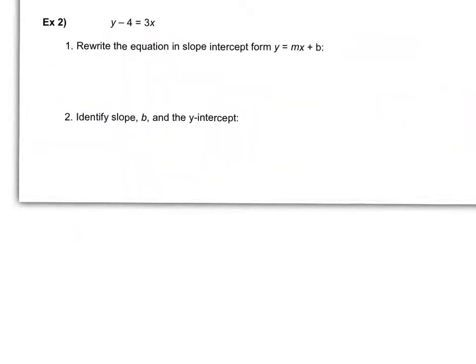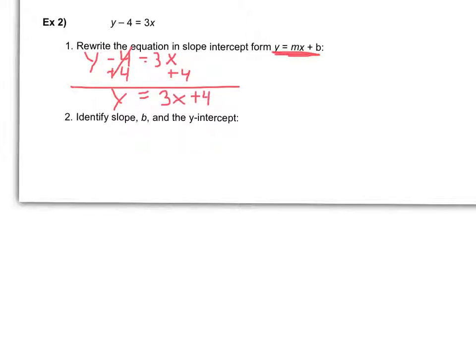Okay, so the first thing we want to do is to rewrite the equation in slope-intercept form. So I have y minus 4 equals 3x. I want the y to be on the left and everything else to be on the right, so it looks like this. So I'm going to add 4 to both sides. So when I do that, I get y is equal to 3x plus 4.